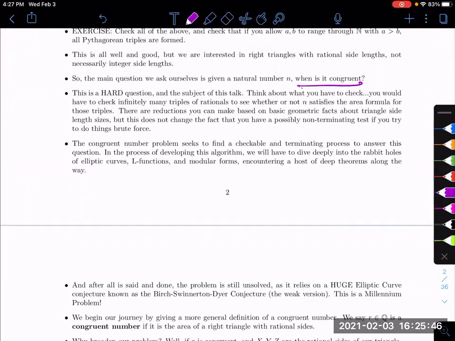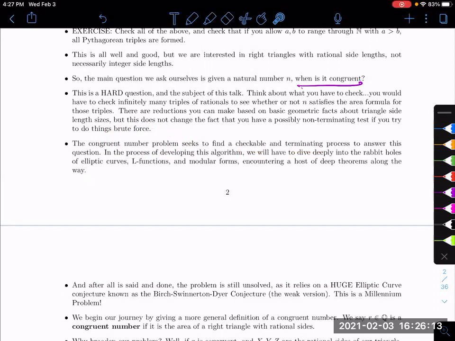So the congruent number problem seeks to find a checkable terminating process to answer this question. I should be able to plug my number n into a computer program, and in a reasonable amount of time, preferably more or less instantly, it should be able to spit out the answer yes or no to whether or not this natural number is congruent. And I think at this stage, we're all thinking this is unreasonable, but we'll see it's not.